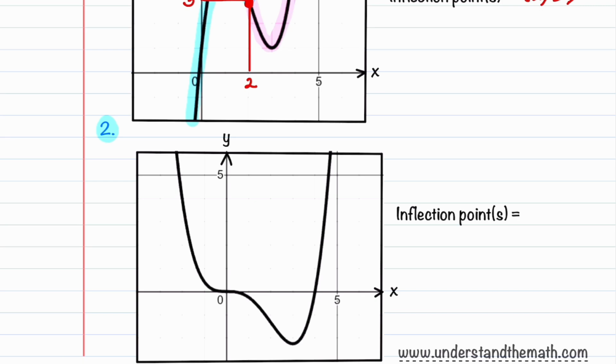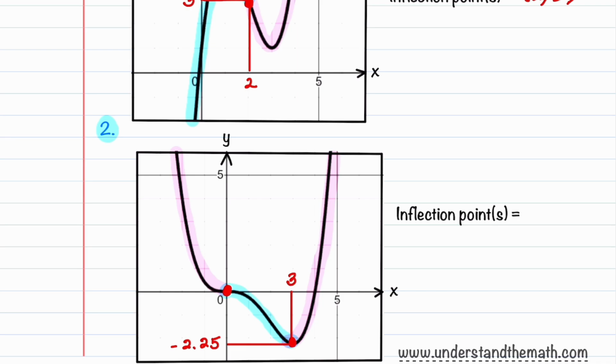Let's now look at our second example. You might want to pause the video and see if you can complete this example on your own. In this example, our concavity changes at 2 points. It changes from concave up to concave down, and then it switches back to concave up. The first change occurs at the point (0, 0), and then the second change occurs at this point, where x is equal to 3, and y is equal to minus 2.25. Let's now write down our inflection points.